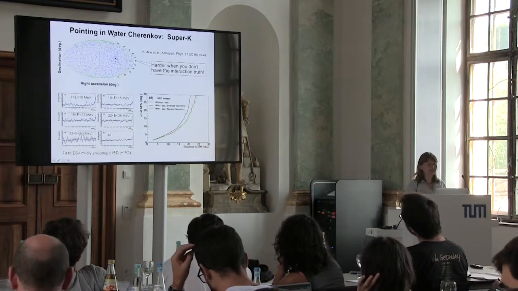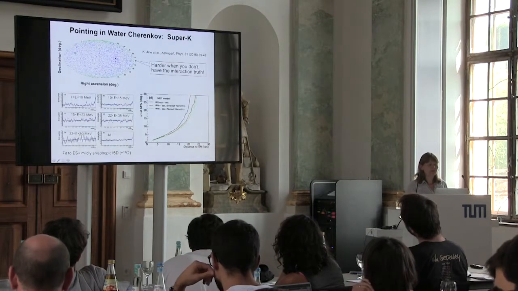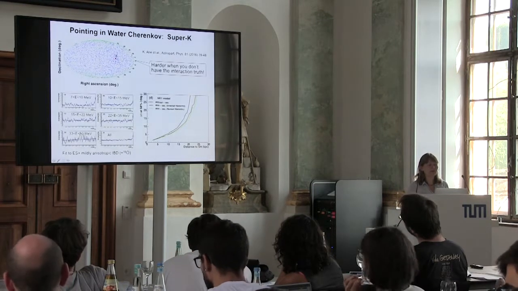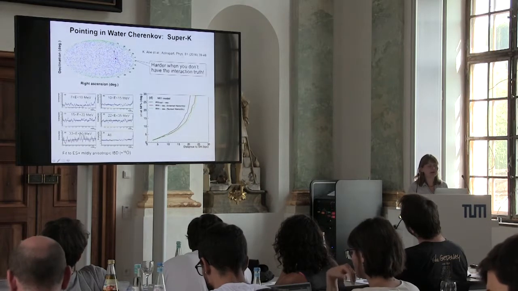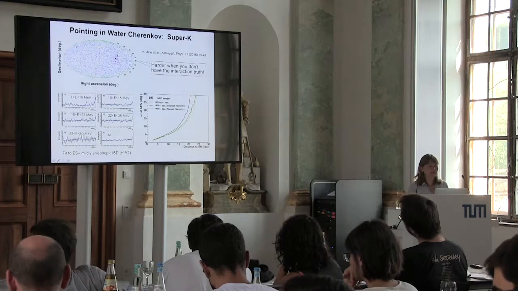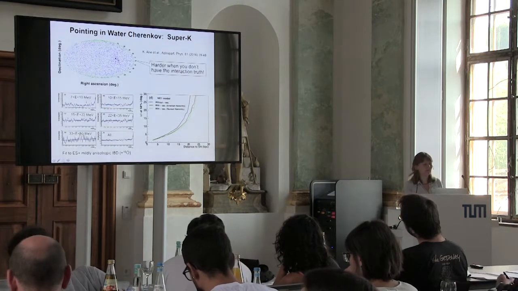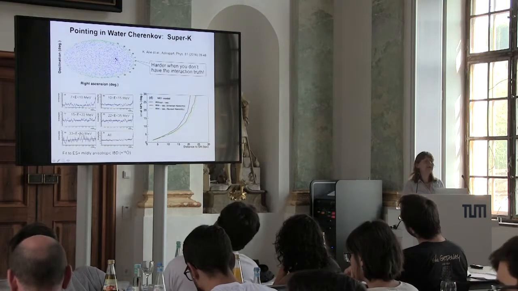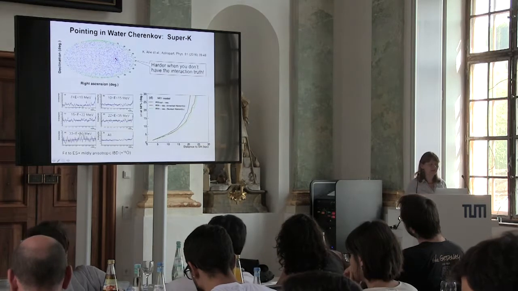This is a Super K paper. This is showing you the same thing, where here's where the direction is, and you can kind of see with your eye that there is an excess here. There's a more filled-in region here, and you can actually fit and find that direction.